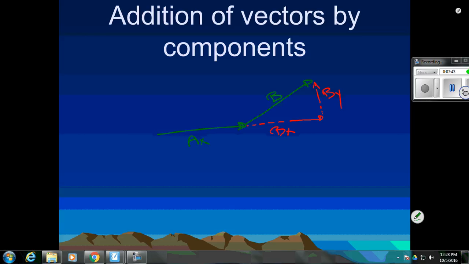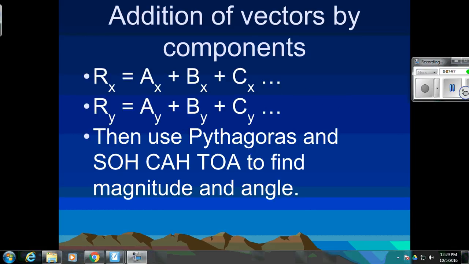Break them into their components, add all the x components up algebraically, super easy. Add all the y components up algebraically, super easy. And then you'll have an x and y to solve for. So essentially that's one of the things you can do with vector components: if you have multiple vectors, find their x components, find their y components, add them all up algebraically, that gives you the x and y of the resultant, and then use Pythagoras and trigonometry to solve.